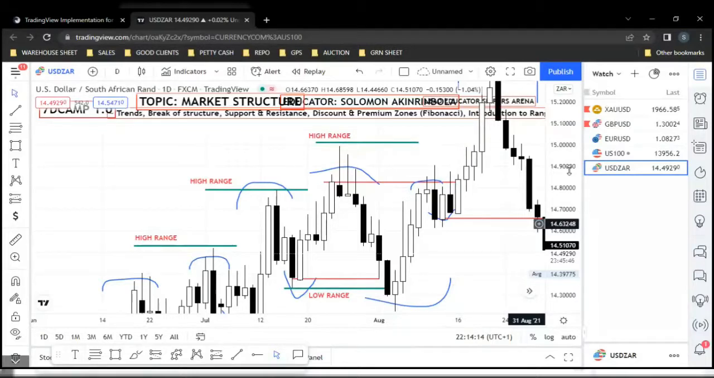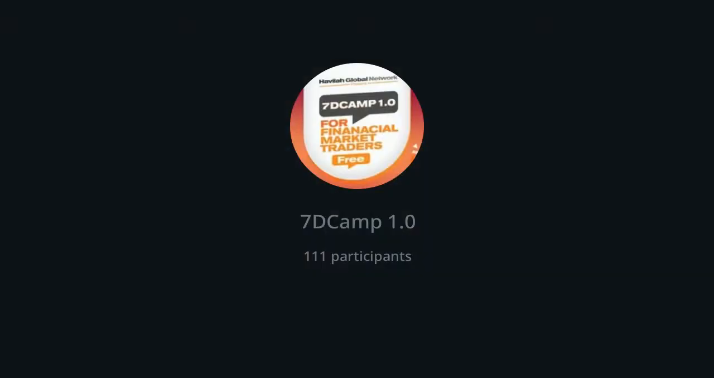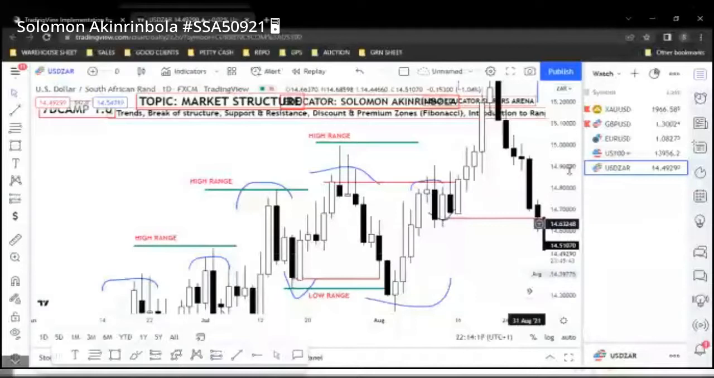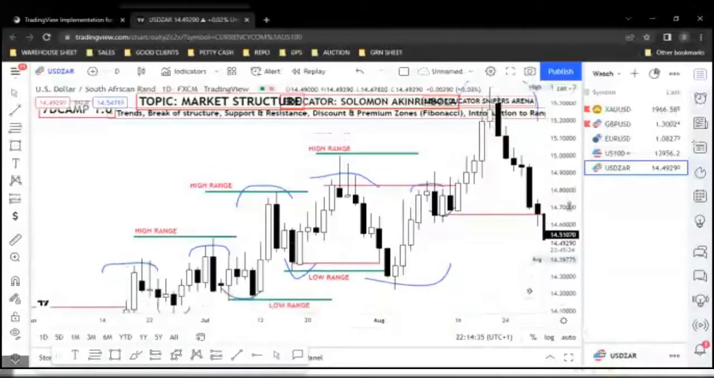I want to propose that maybe after the final day, we can have an 8th day where we just do group analysis. Everybody just comes, and myself and the other educators analyze different pairs, an in-depth analysis, so that everybody can see how we look at these things. Just a proposal, guys.